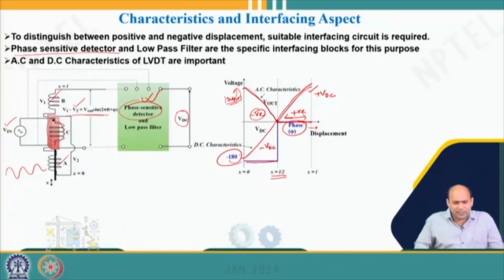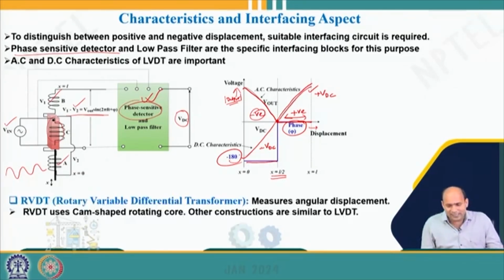Typically for this phase sensitive detector, you can take help of bridge rectifier circuits, or you can consider some kind of digital gates as well for identifying the phase, and there are different kinds of phase sensitive detector circuits which you can use for this particular application, right? So that's why these AC and DC characteristics are also very important.